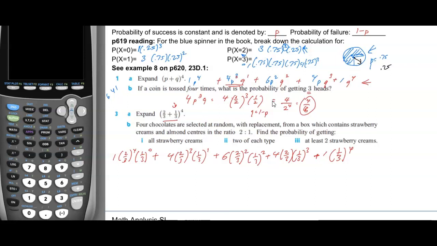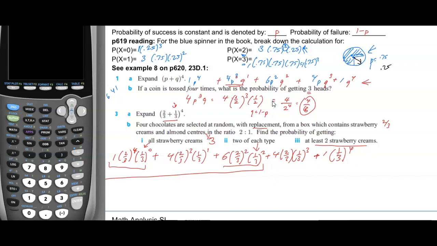4 chocolates are selected at random with replacement from a box which contains strawberry creams and almond centers in the ratio 2 to 1. Find the probability of getting all strawberry creams. So the probability of getting a strawberry cream is 2/3. The probability of getting an almond center is 1/3. Find the probability of getting all strawberry creams. That would be this one. 4 successes, strawberry creams, 0 failures. 2 of each type would be this one. And at least 2 strawberry creams would be these 3 added together.